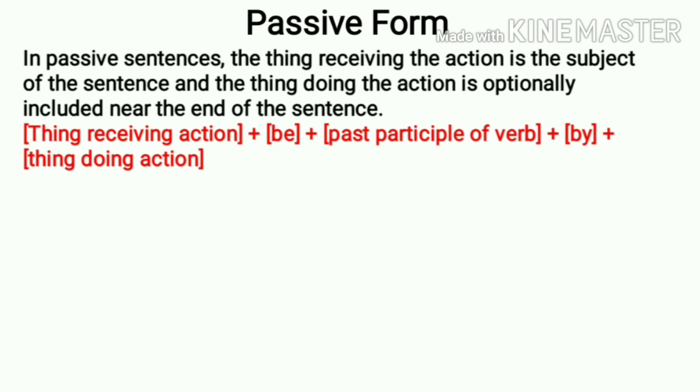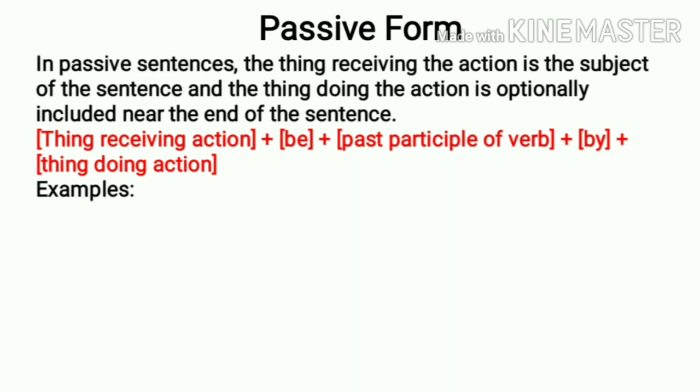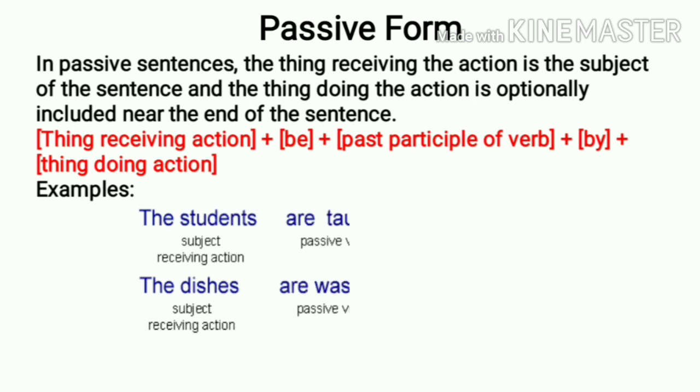Thing receiving action is followed by be, that is helping verb. Helping verb is followed by past participle of the verb. Then by is written and then the thing doing action, that means the subject, is written. Let us see the examples.